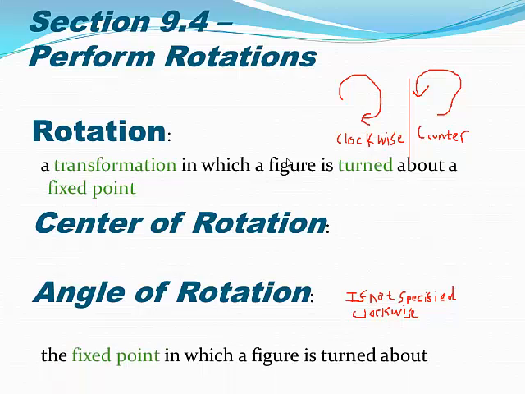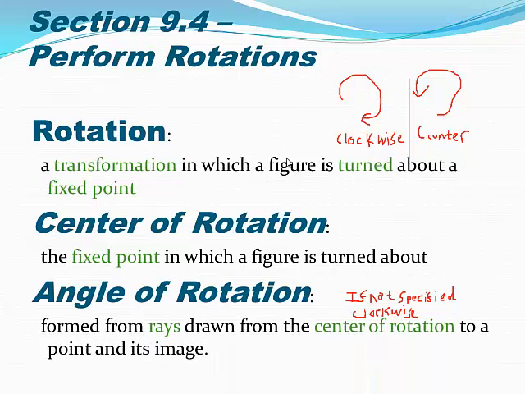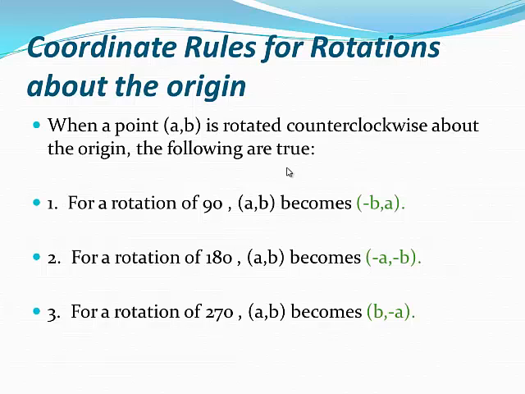The center of rotation is going to be an actual fixed point that I will give you in directions, and the figure is always rotated about it. The angle of rotation is what you're going to construct with your protractor, or it's given to you in directions, but it's formed by rays drawn from the center of rotation to a point and its image. This is much more evident when you actually have to rotate a figure, which is in the other video of rotating a figure.